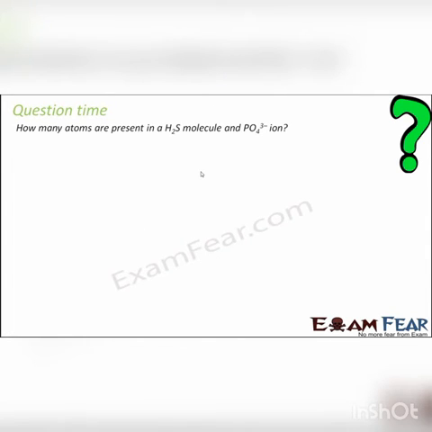How many atoms are present in H2S molecule and PO4 3- ion? See, H2S, sulfur has 2 hands in this case, and 2 hydrogen atoms are bonded. So if you see here, there are 1, 2, 3 atoms. So 3 atoms in H2S molecule. Please note, H2S is a molecule, and hydrogen, sulfur, hydrogen, these are atoms.